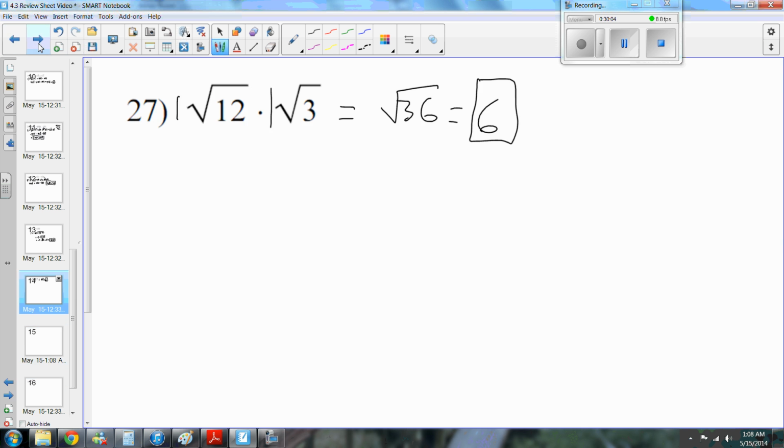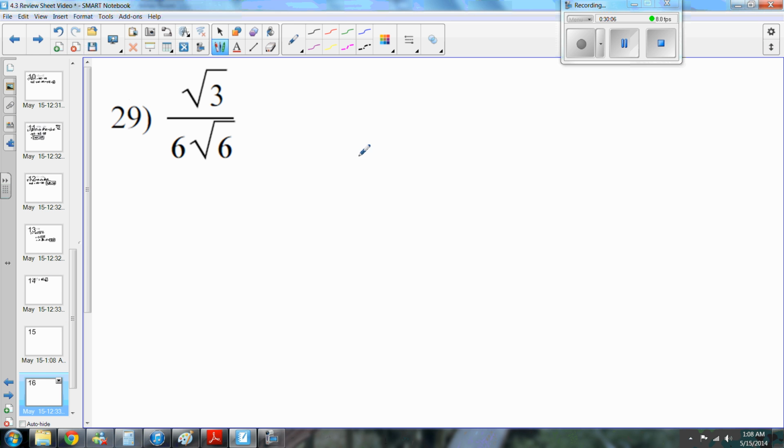Okay, 29. All right, so a couple of things you can do here for these problems that involve rationalizing the denominator. We want to remove the radical from the denominator. I'm going to do the first one here using one method and then show you a different one.